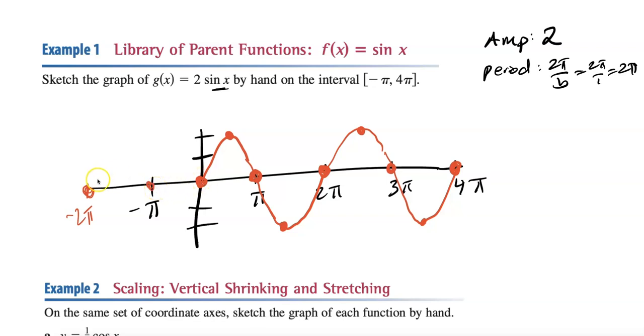Now, if I started here, right, we go left to right. So if I started here, halfway between these two would be my highest point. And halfway between these two would be my lowest point. But I only care about this part from here on. So I'm just going to continue this part on. And there's my sine graph from negative pi to 4 pi.